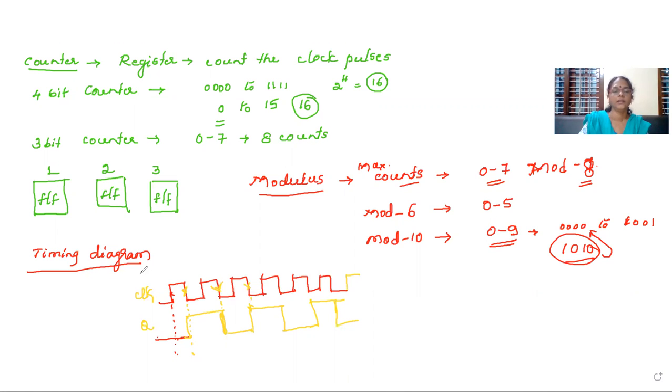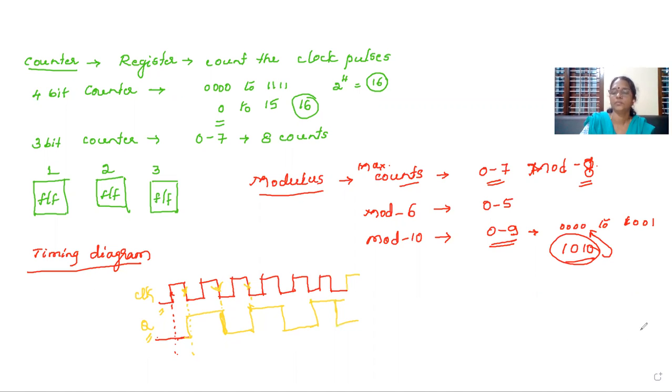So timing diagram is nothing but representing the output with respect to the clock pulse. Depending upon what type of flip-flop we are using, whether positive edge triggered or negative edge triggered, the output is represented at that time interval. So this is the timing diagram.